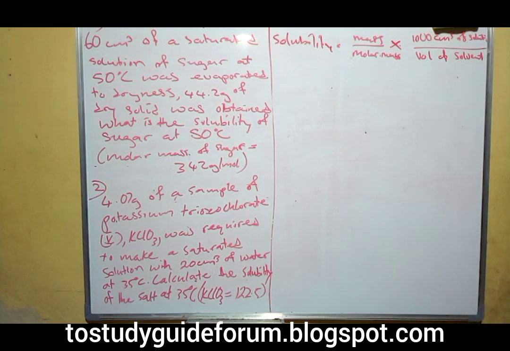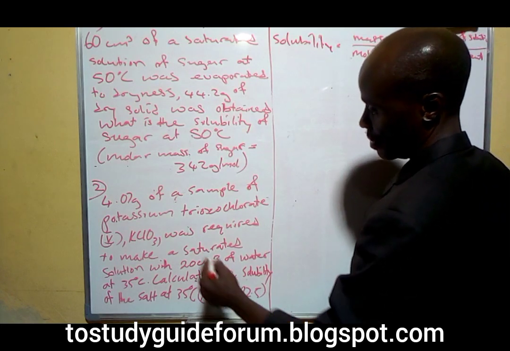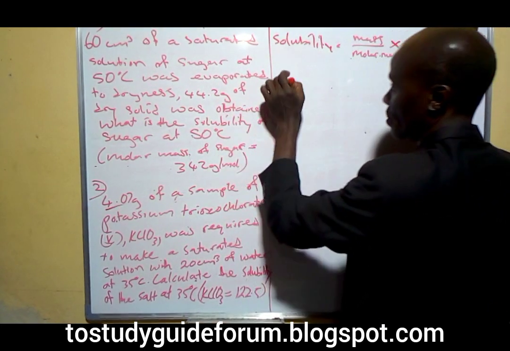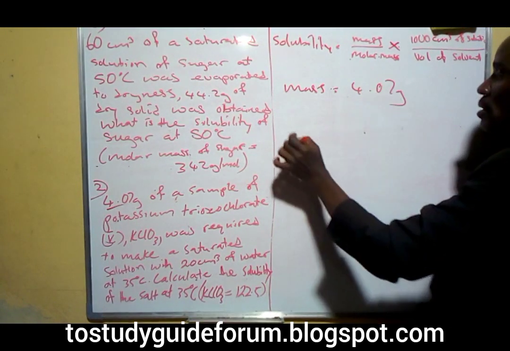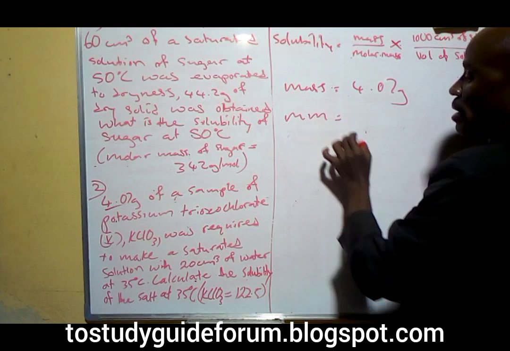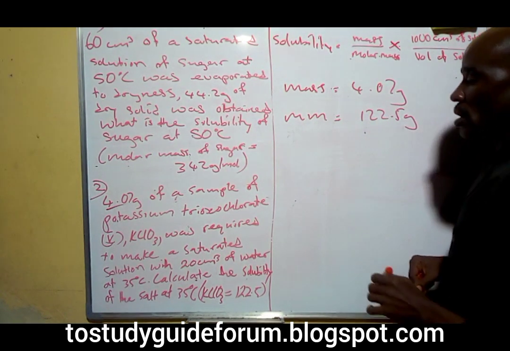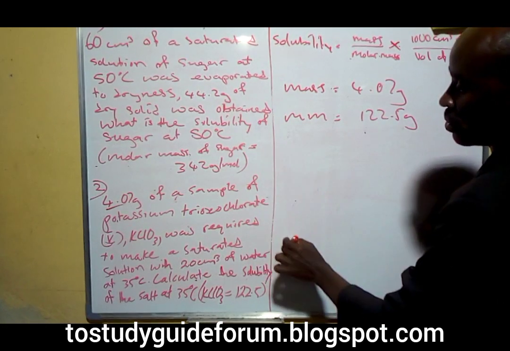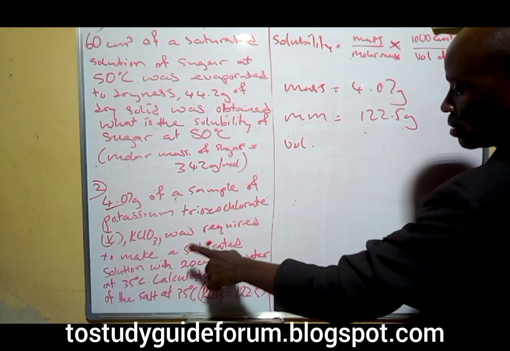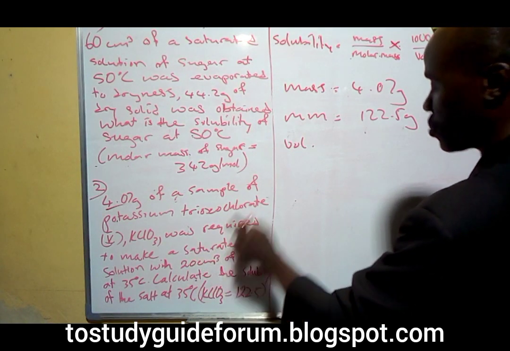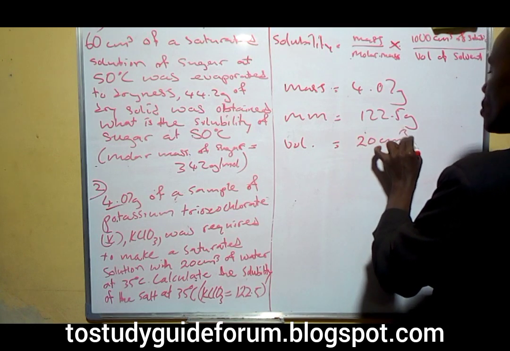So using the same thing, we have the mass. The mass given to us there is what? We say that mass is equal to 4.04 grams. Molar mass, like I say, is mm, or again, we say is 2.5 grams. And then we have the volume given to us. Volume there is equal to 20 cm cube.